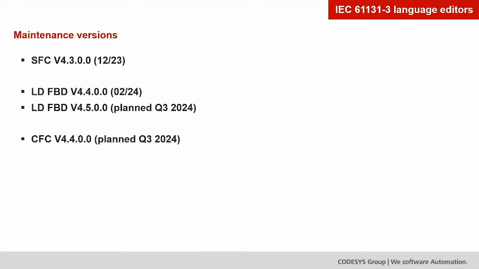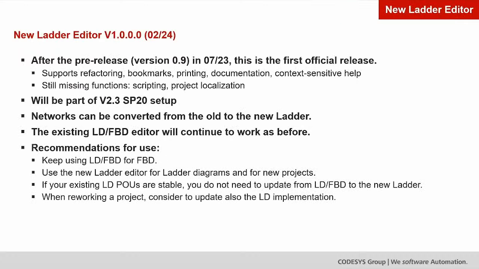There have been several updates to the IEC 61131 programming language editors, which contain minor improvements and otherwise mainly bug fixes. In particular, I should go into detail about our new ladder editor. I have already presented the motivation in the last feature briefings, and last summer we were able to release the first version 0.9 and give it to selected beta customers for testing. In February, we released version 1.0, which is feature complete apart from scripting and project localizations.